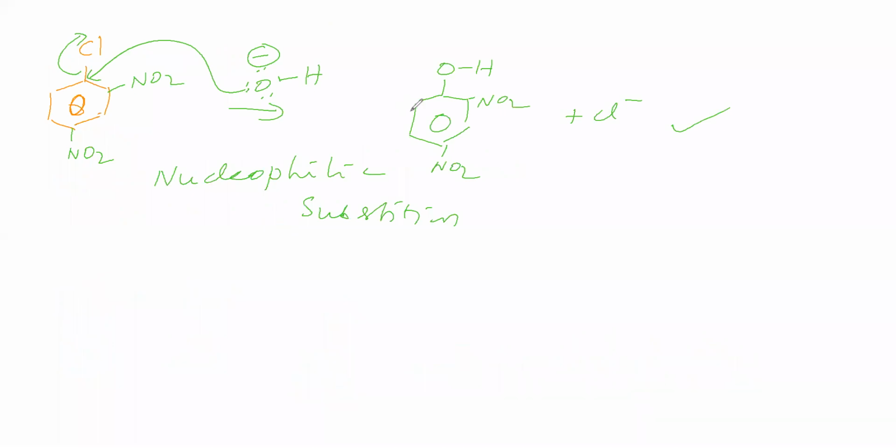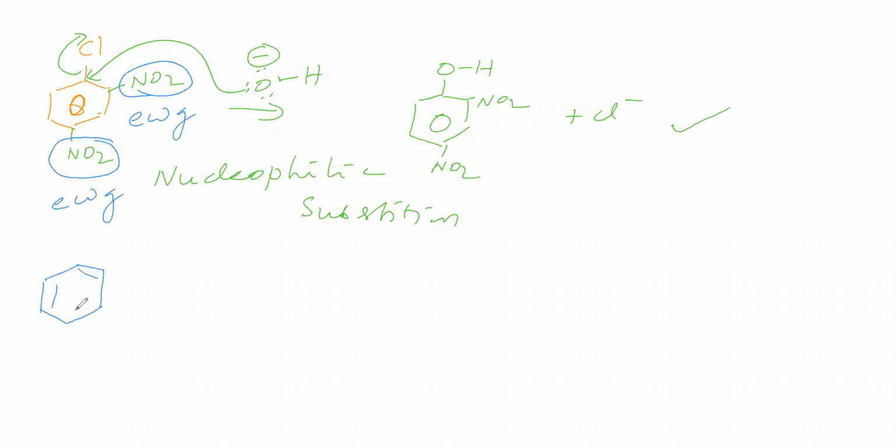Why is it so? That we'll see. The reason is that the NO2 group, an electron withdrawing group, is present here. Now due to these two electron withdrawing groups, what will happen? We'll see. First we will take ortho nitrobenzene.